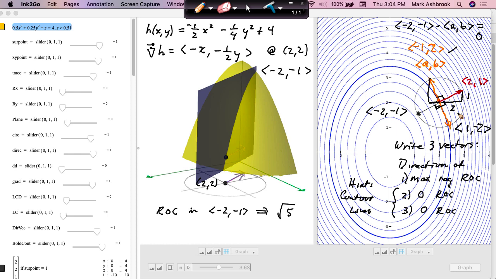Okay, so there's this relationship now. The gradient gives us more than just max rate of change. If you turn exactly around, you get max negative rate of change. And what's the magnitude of the max negative rate of change? What's the biggest negative rate of change? Negative square root of 5, right? Downhill. Square root of 5 downhill. And then perpendicular to both of those, or parallel or tangent to the contour line, you have direction of 0 rate of change. And you can check those, both of those would be orthogonal to both of these, so the dot product would be 0.